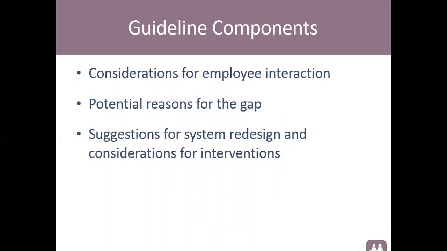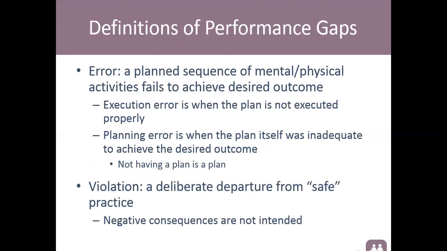The guideline is broken into several components. There are considerations for employee interactions that are applicable to most situations. Then we guide you to consider the potential reasons for the gap between the intended outcome and what occurred. Then we offer suggestions for system redesign and considerations for interventions. We also offer suggestions of interventions that are not likely to be useful under certain circumstances.